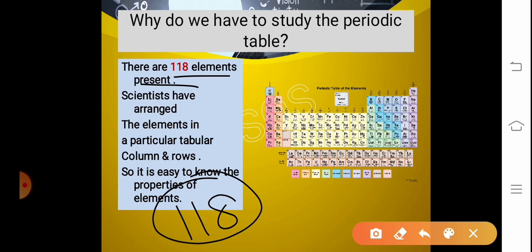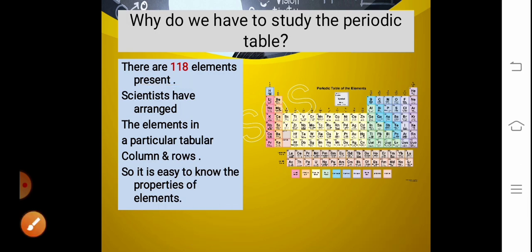Right? So if we do not have this tabular column, what we call the periodic table, then it was a very difficult situation to know each and every property of the element. I'll give you one example which correlates to your daily life. Why do we have the periodic table? Let me relate it to a daily life example.